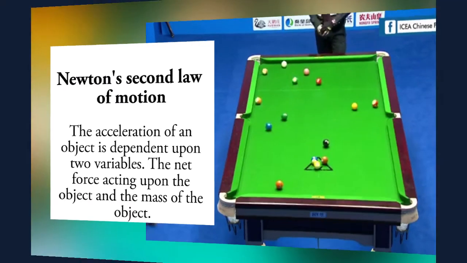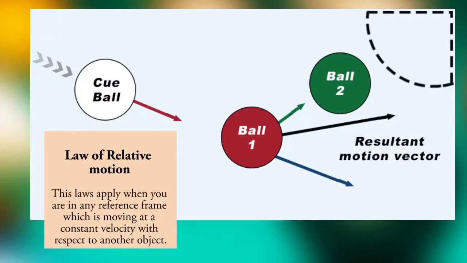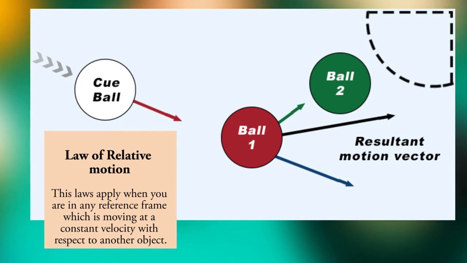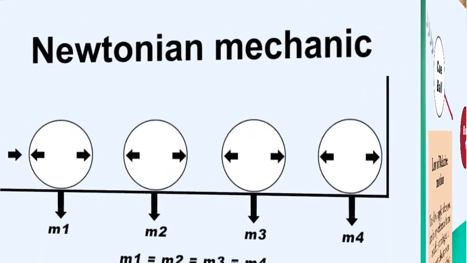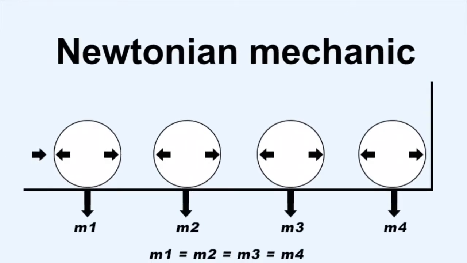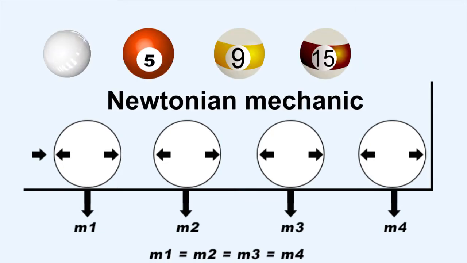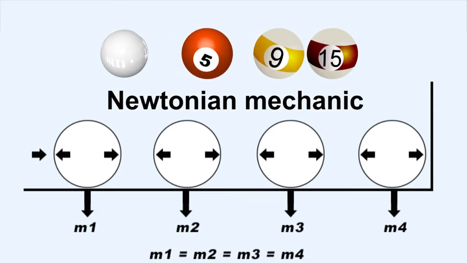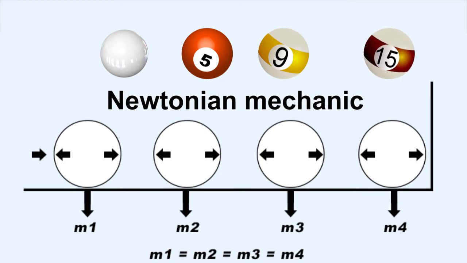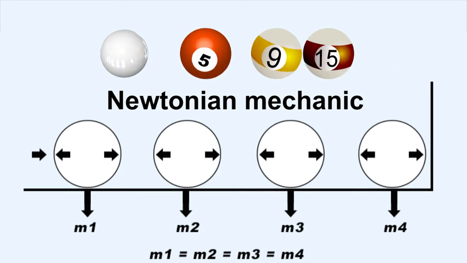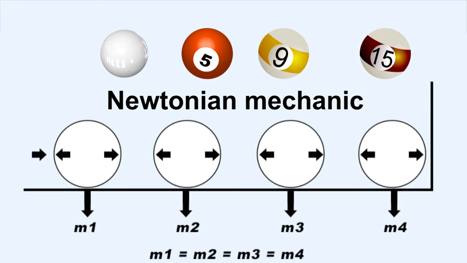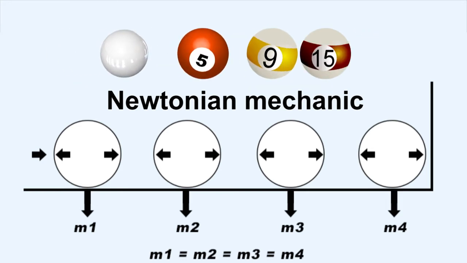Law of relative motion: these laws apply when you are in any reference frame which is moving at a constant velocity with respect to another object. In Newtonian mechanics, the momentum of an object is the product of the mass and the velocity of an object in the direction of the resultant net force acting on the object.